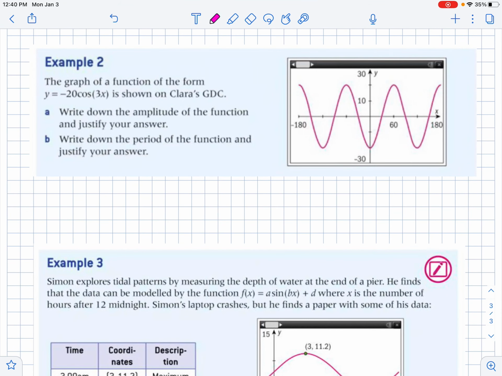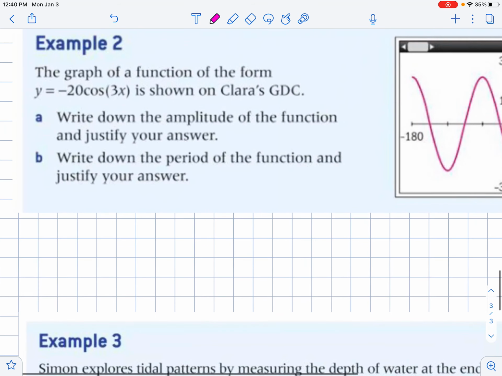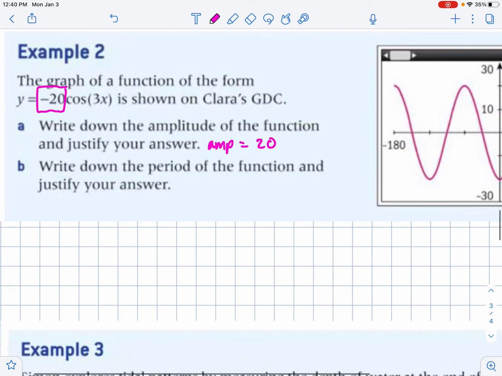Example 2. The graph of a function of the form negative 20 cosine 3x is shown on Clara's GDC. That's graphics display calculator. Write down the amplitude of the function and justify your answer. Well, the amplitude is this number right here. Well, it's not the actual number. Amplitudes can't be negative. So the amplitude is 20.